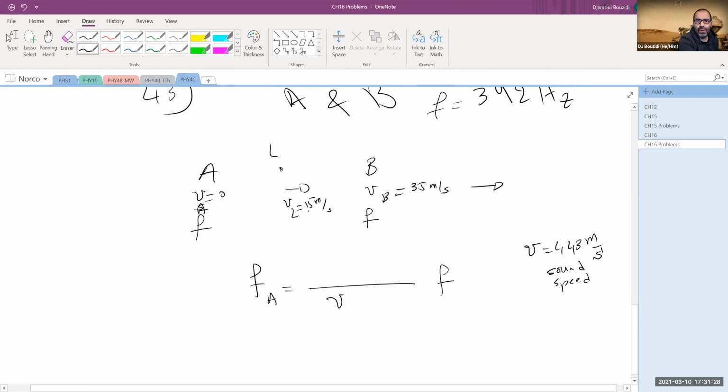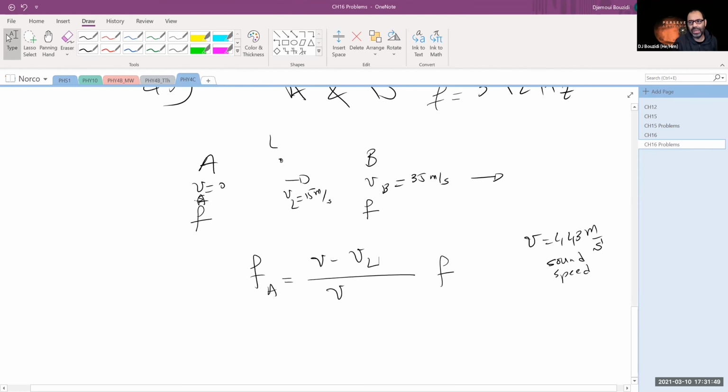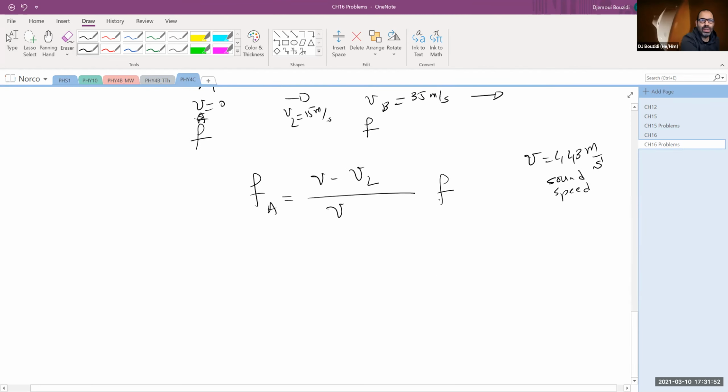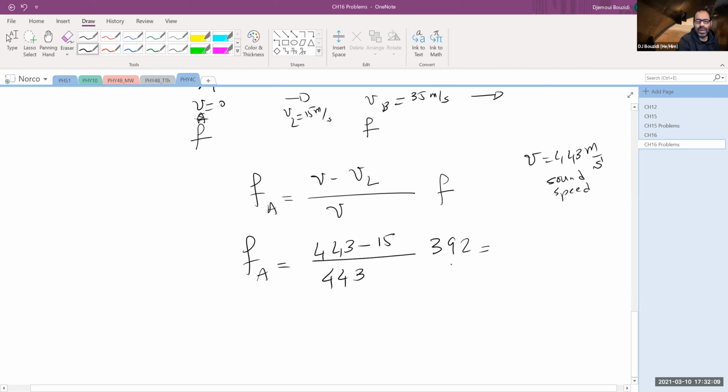Now, since the observer is moving away, the frequency is going to be less, and it's going to be V minus VL in this case. Remember, the numerator is always the observer. The denominator is the source. The source is not moving, so I don't have to worry about the denominator. So it's going to be less frequency because he's moving away. FA is equal to 443 minus his speed, which is 15, divided by 443 times the frequency, which is 392. So it's simple algebra in this case.